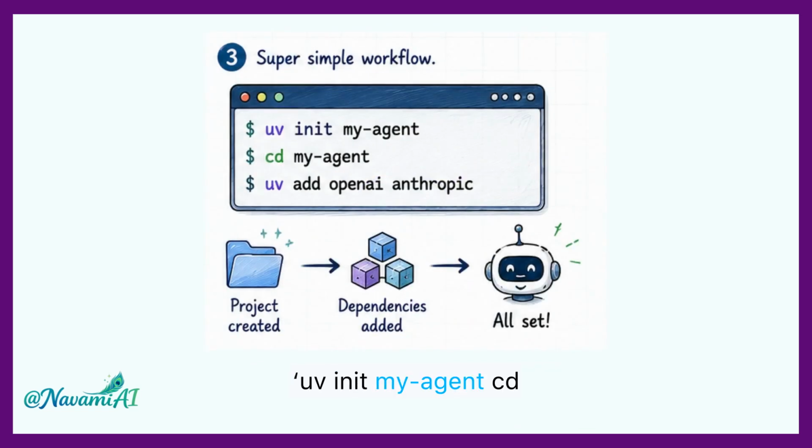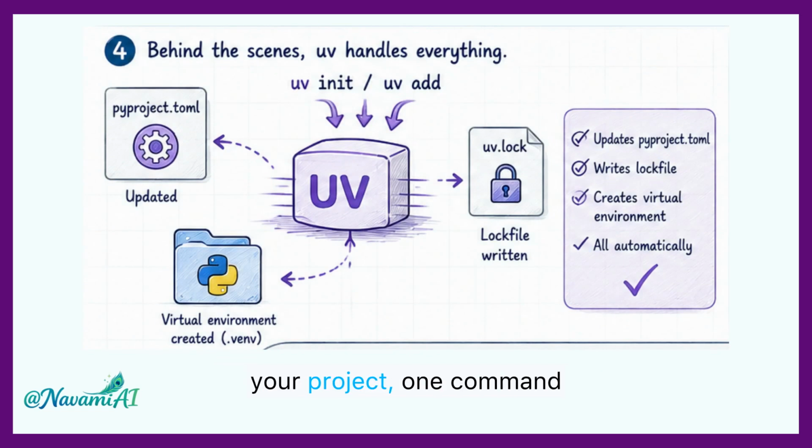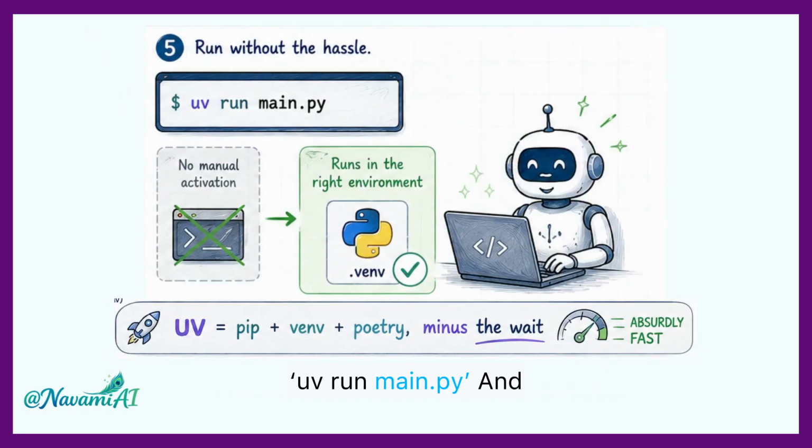uv init my-agent, cd my-agent, uv add openai anthropic. One command creates your project, one command adds dependencies, and behind the scenes, uv is writing a lock file, updating your pyproject.toml, and creating your virtual environment automatically. uv run main.py, and uv run just runs your script inside the right environment. No manual activation needed. uv means venv plus pip plus poetry minus the weight.